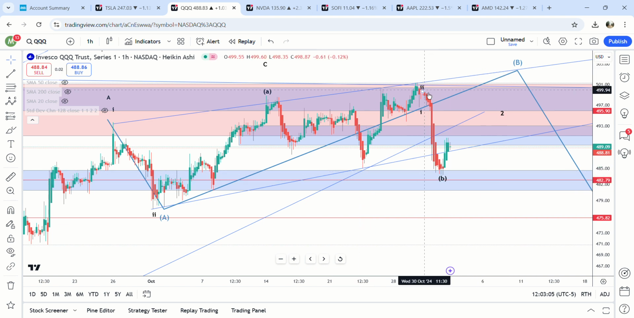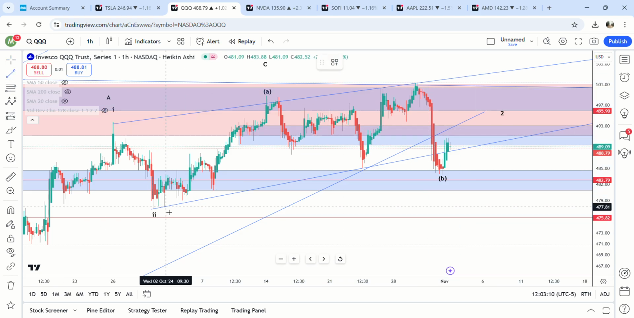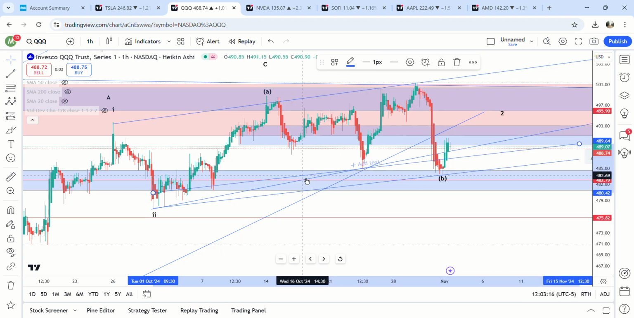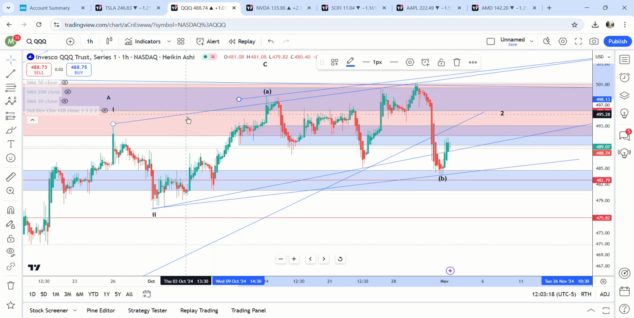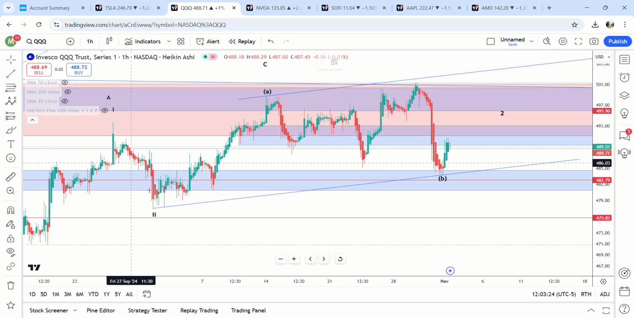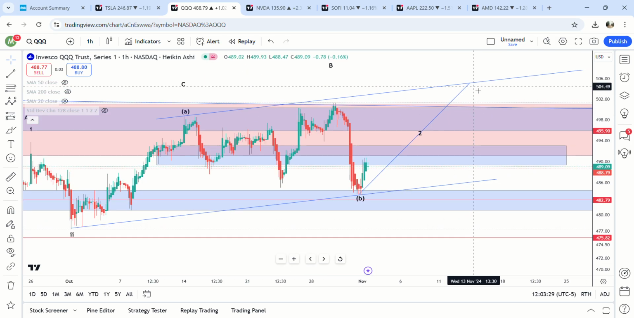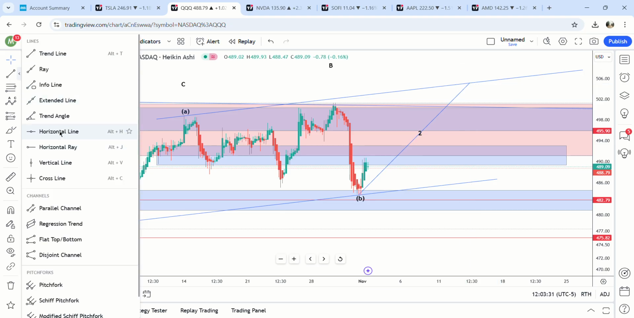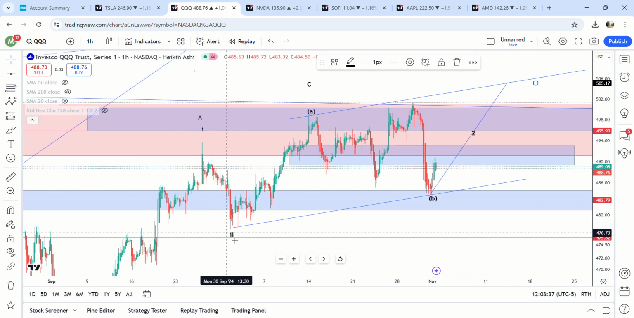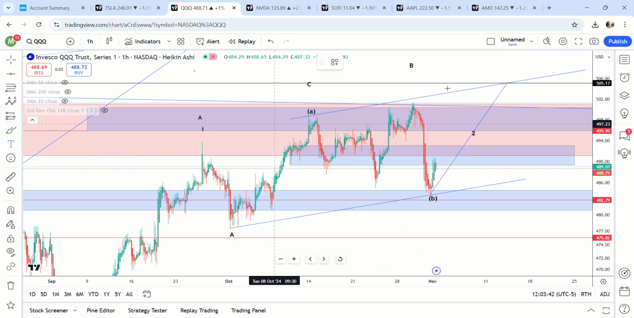Get rid of all these for now. And we'd be looking at a move up to the top of this parallel line. So we'd be looking for a move to 505. That would be the overall B wave. So this would be A. This would be B.